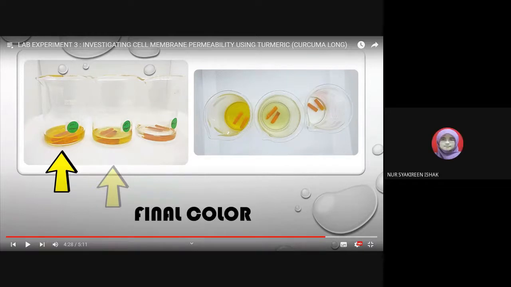Madam, if I say the concentration of water in turmeric cell is higher than ethanol, kenapa tak? The concentration of salt inside the turmeric is higher compared to ethanol? Yes.